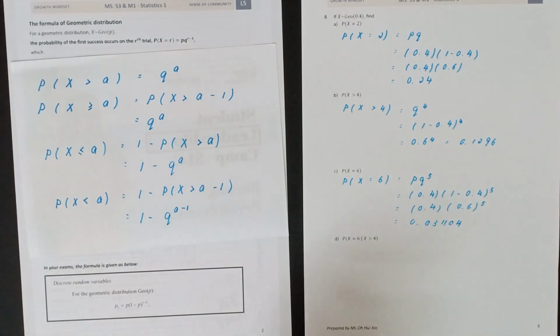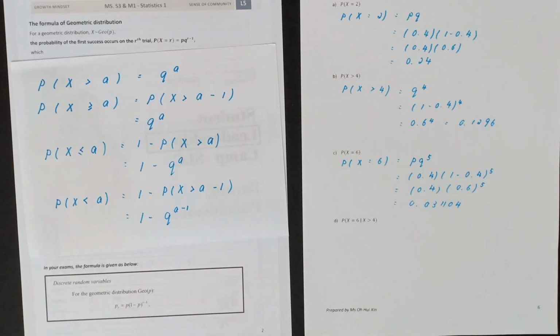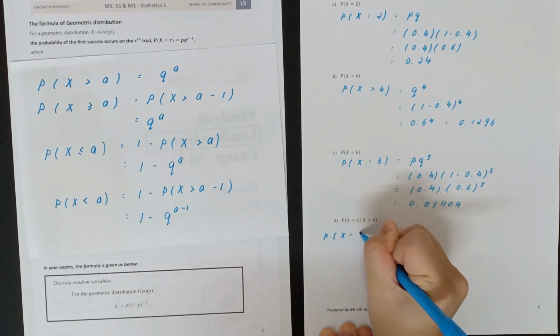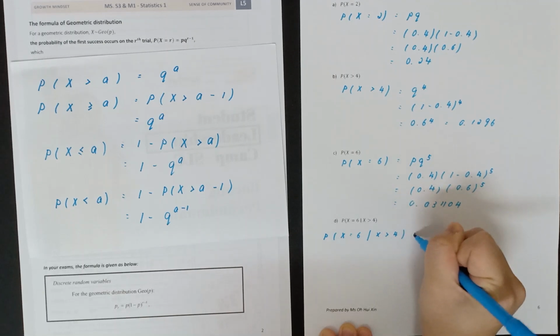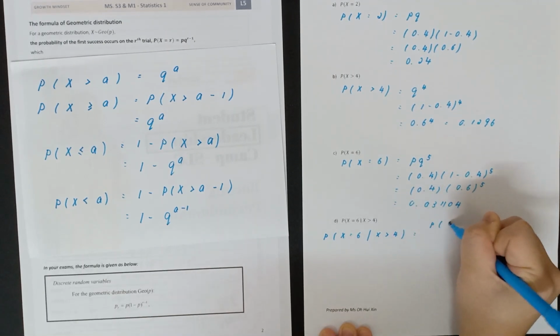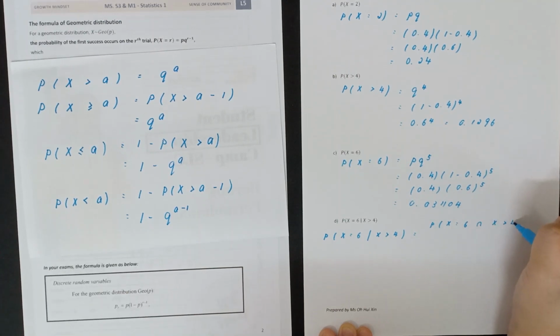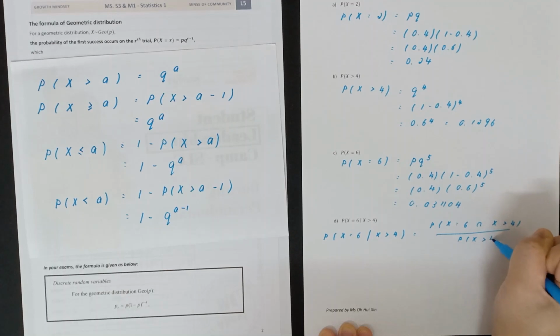Okay, so move on to D. This is a conditional probability. I also want to use this chance to explain why you can multiply sometimes and why you cannot multiply sometimes. So the probability for x equals to 6 given that x greater than 4. Using the formula, it will be the probability x equals to 6 intersect x greater than 4, divided by the probability x greater than 4.